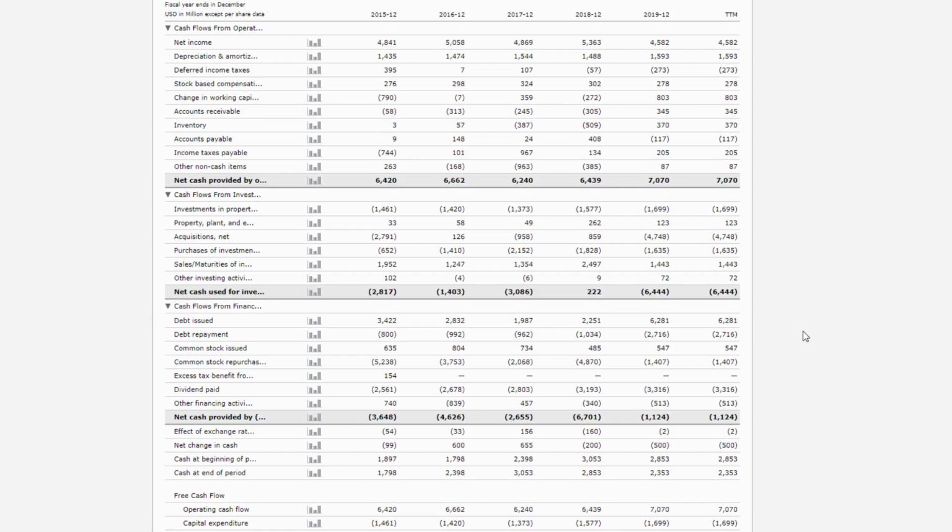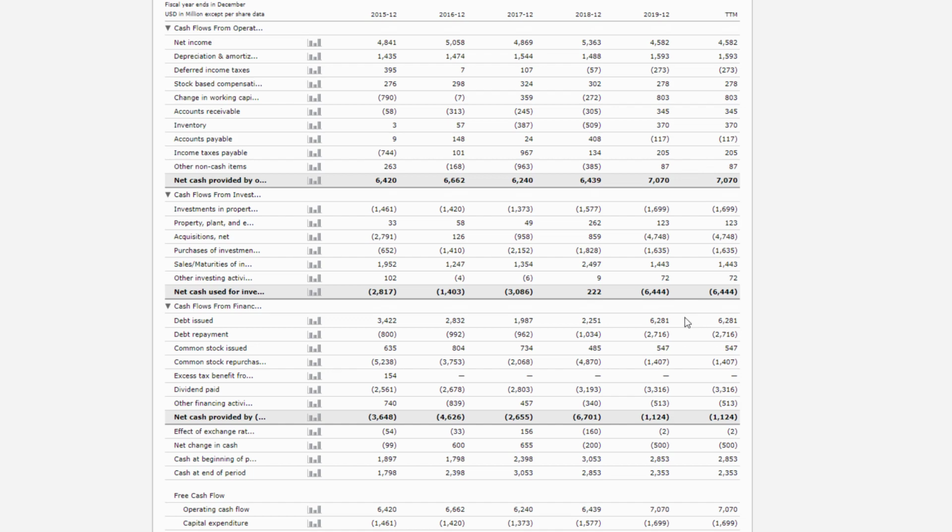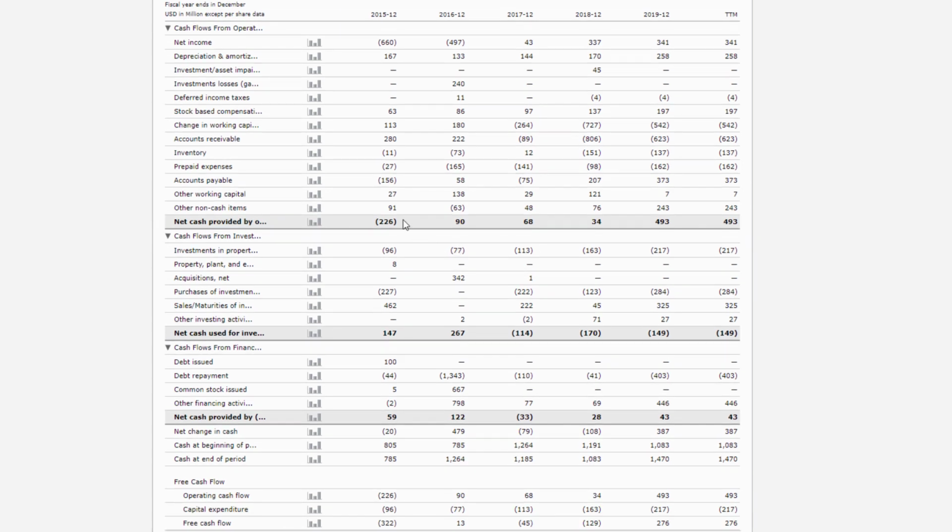So now you've seen an example of a good cash flow statement from 3M with a positive cash flow from operations, a negative cash flow from investments, and a negative cash flow from financing, and the bad cash flow statement with a negative cash flow from operations, a positive cash flow from investments, meaning they have divested more than they have invested, and a positive cash flow from financing, meaning they have issued more debt than they have repaid.